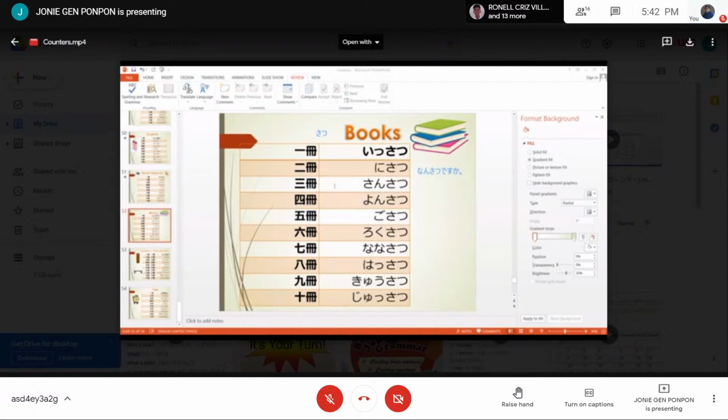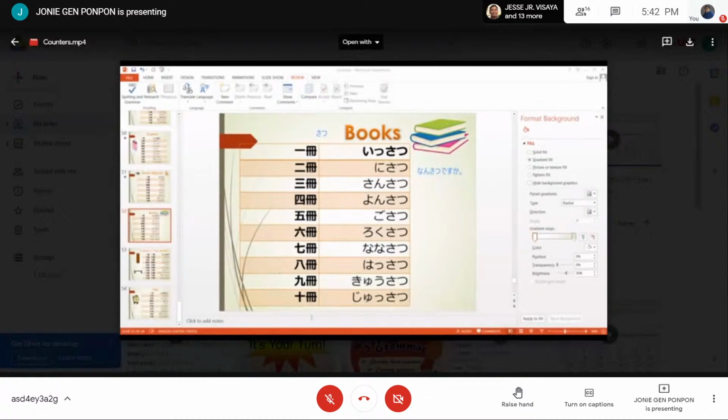Then for 5 books, gosatsu. For 6 books, rokusatsu. For 7 books, nanasatsu. Then for 8 books, hassatsu, that is not hachisatsu. Hassatsu, okay, double S. Then for 9 books, kyusatsu.